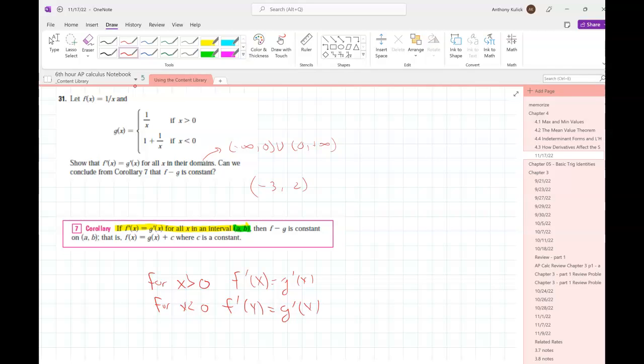If you have an interval that crosses both pieces of your piecewise function, then you're in trouble, right? Because you're getting an inconsistent value, where f minus g is a different constant. One is 0 and the other is 1 or -1 or whatever. Yeah, I'd say that's fine. It's basically saying the same thing.